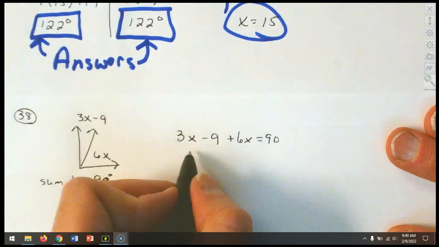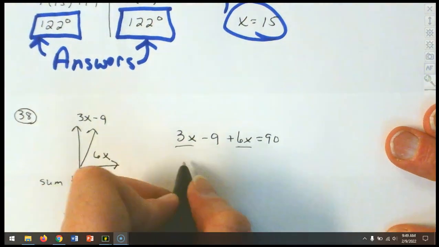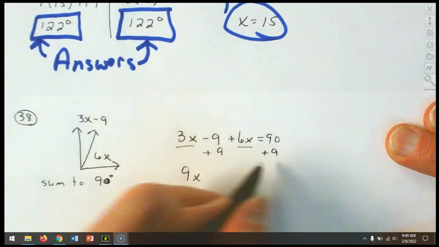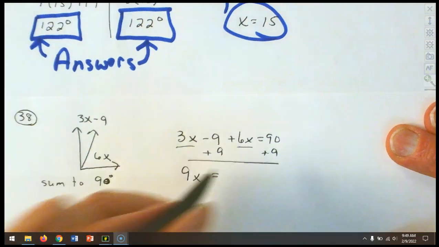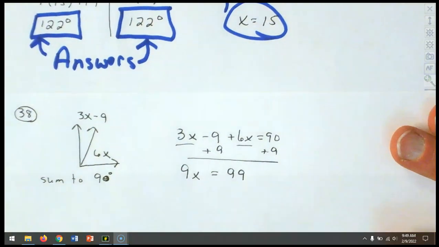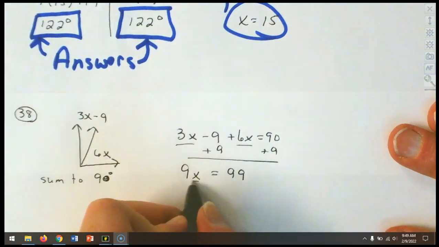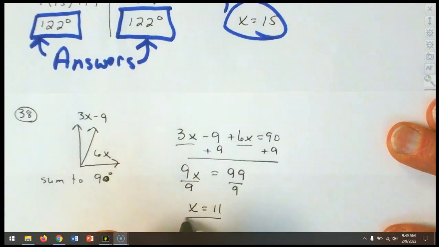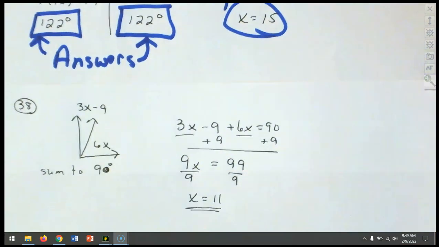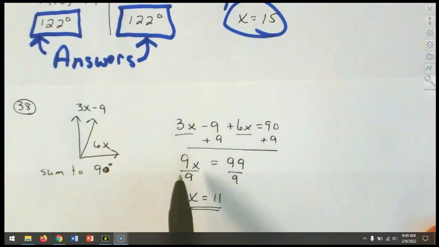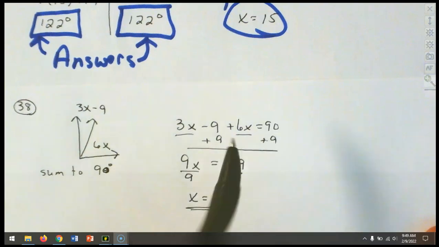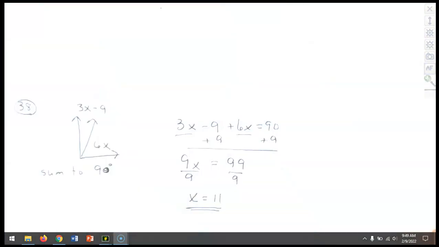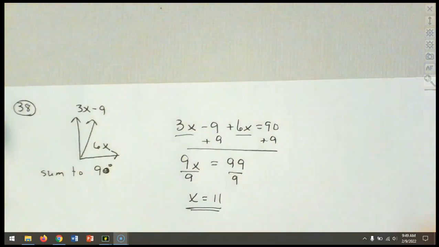Now we can solve it. So 3x and 6x, add those together. That's 9x. Add your 9 over. Now we've got 9x equals 99, and we'll divide by our 9. And that leaves us then with x equaling 11. And if you want to, you can do it in separate steps. If you want to rewrite this as 9x minus 9 equals 90 and then move it over, you can do that. I think we've done enough of them though now that I can probably skip that step and combine them together. So that gives us 11.